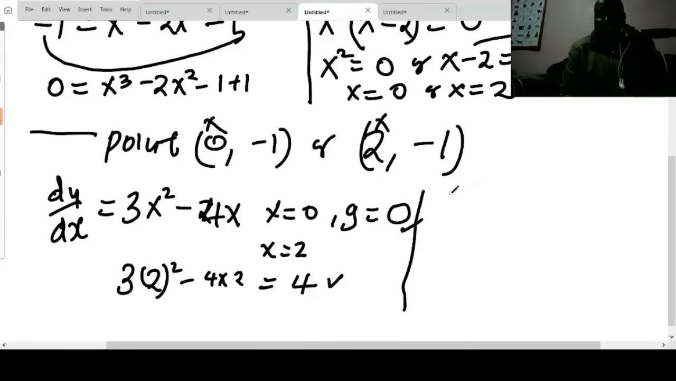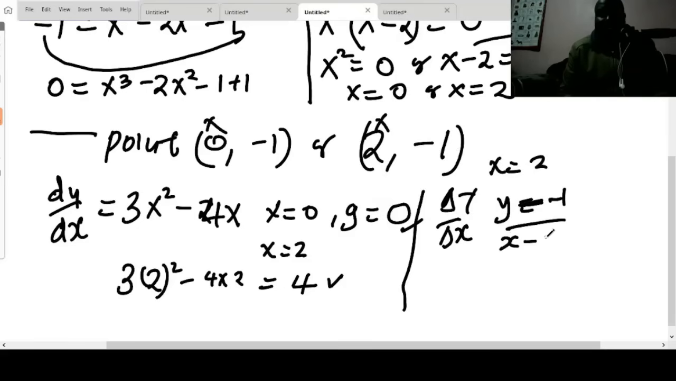So we will say the gradient is equal to change in y over change in x. When x is equal to 2, we are going to say y minus the point, minus 1, over x minus 2. We are going to have the gradient which is 4, right? And so now you get the gradient, and then we say when x is equal to 0, there you get the equation.